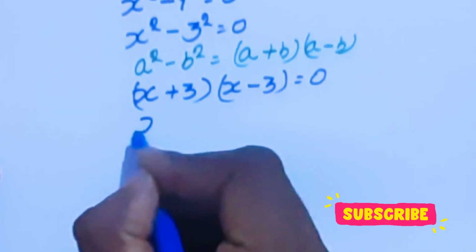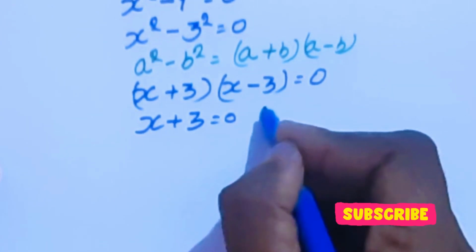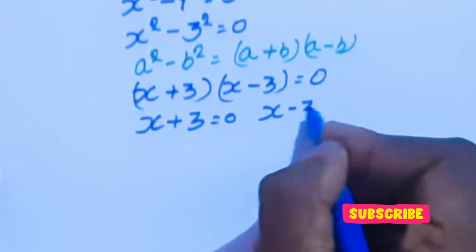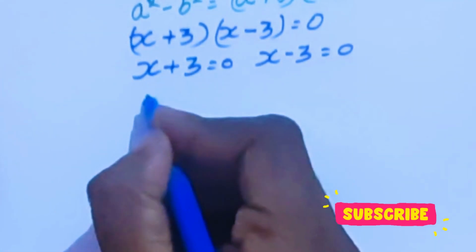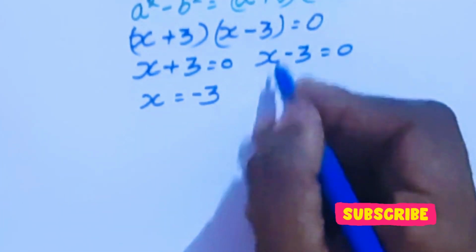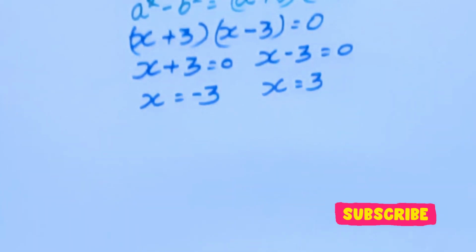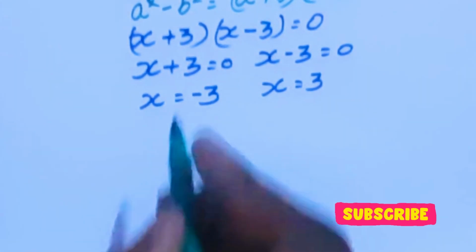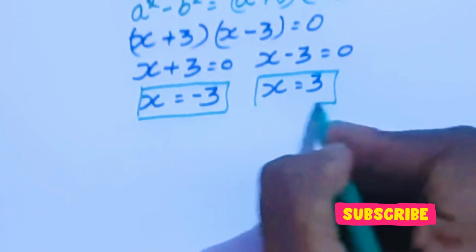Now we have two equations. One is x plus 3 equal to 0. The other one is x minus 3 equal to 0. From this equation, x equal to minus 3. From here, x equal to 3. These are the possible answers in the given problem.